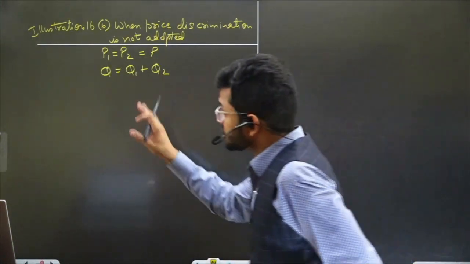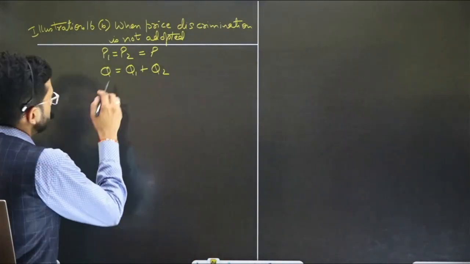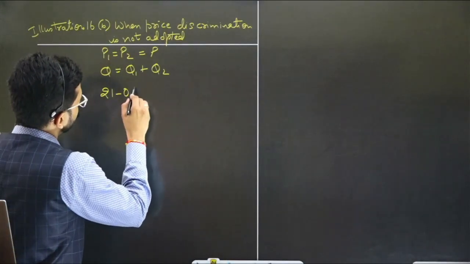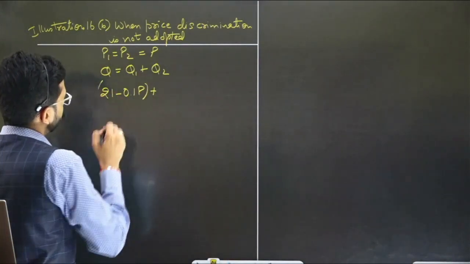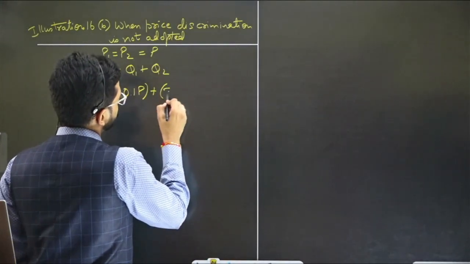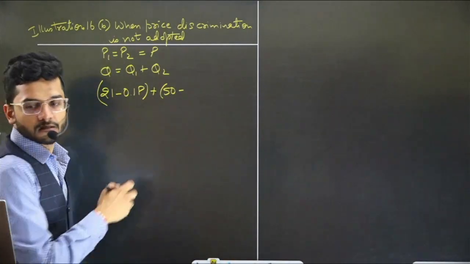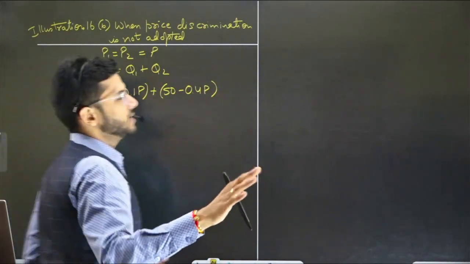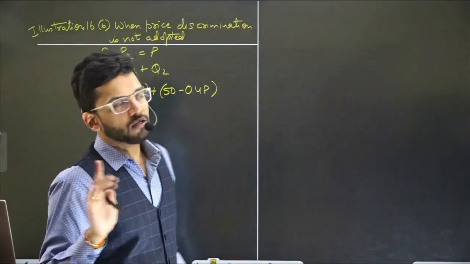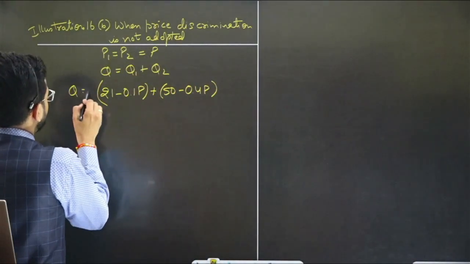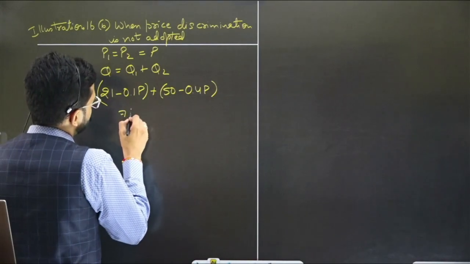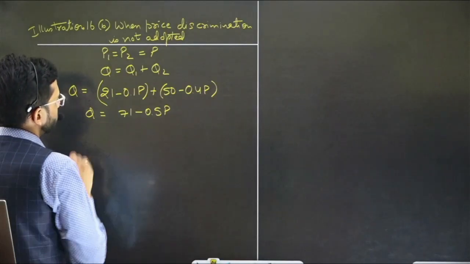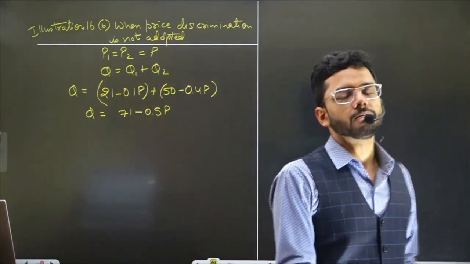So the demand function is Q is equal to Q1 plus Q2. I'm going to add both the demand functions: 21 minus 0.1P plus 50 minus 0.4P. P1 and P2 I've replaced with P. There's constant P, no price discrimination. We'll sell the products at the same price. So this is the demand function: Q is equal to 71 minus 0.5P.